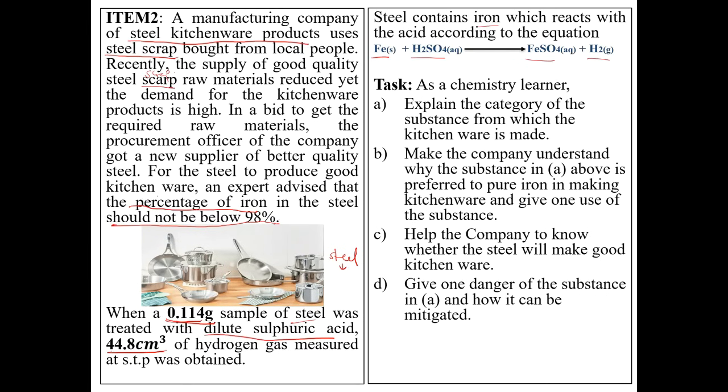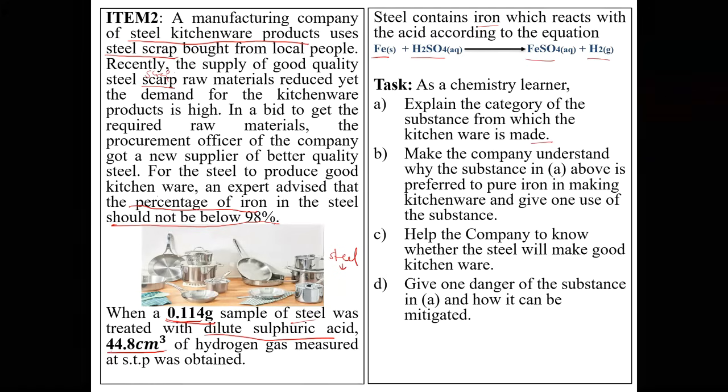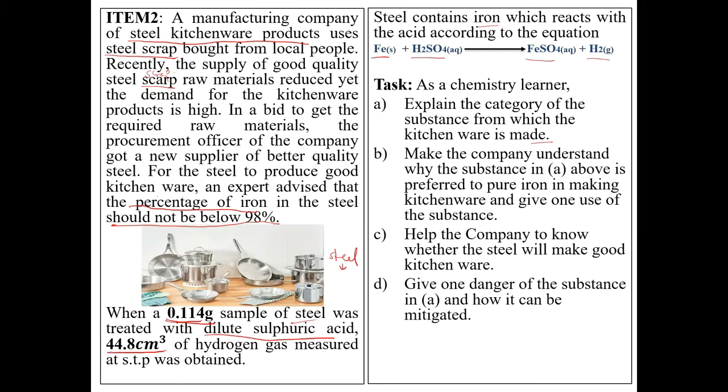Task. As a chemistry learner, explain the category of the substance from which the kitchenware is made. Make the company understand why the substance in A above is preferred to pure iron in making kitchenware, and give one use. Help the company know whether the steel will make good kitchenware, and then give one danger of the substance and how it can be mitigated.